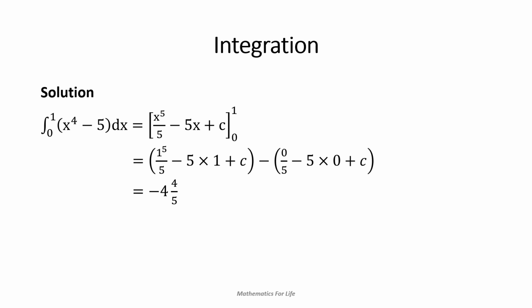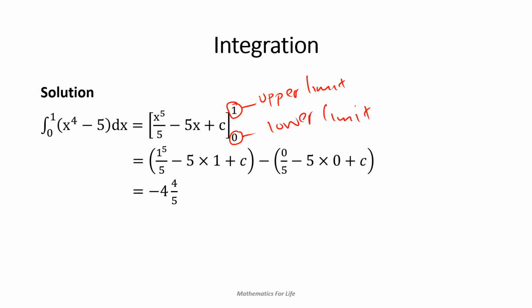So for the first one, you're going to have the integral from 0 to 1 of x to the power 4 minus 5 dx. So integrating what you have in brackets, you're going to have x to the power 5 over 5 minus 5x plus the arbitrary constant c. And then we place the limits also as indicated over here. So we have the lower limit as 0, and then we have the upper limit as 1. So remember, this is the upper limit, so let me just indicate that, upper limit. And then this is the lower limit.